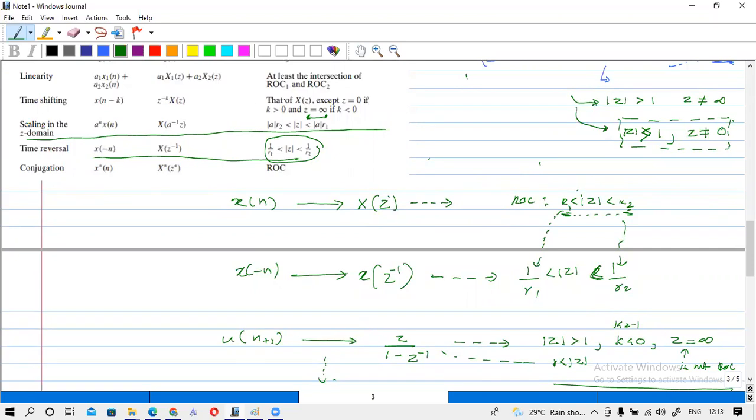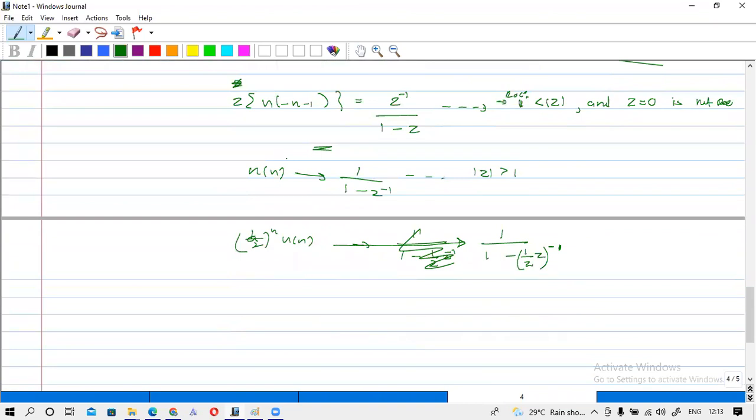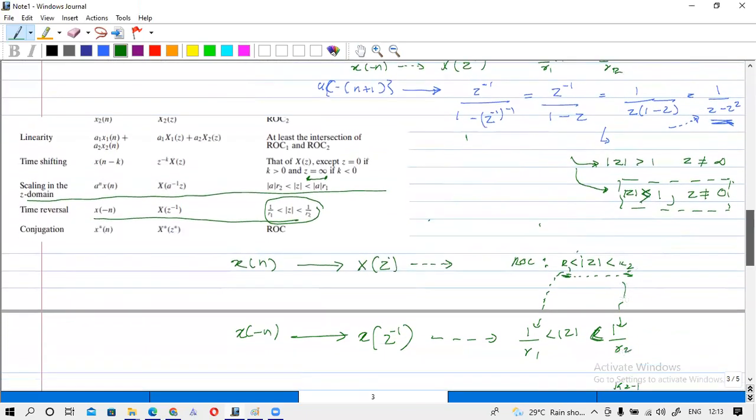So a minus 1, no? A minus 1 z. Okay, so we have to use a minus 1 z minus 1. Correct. A minus 1 z minus 1. Yes, a z minus 1. Thank you. A minus 1 z minus 1, no? We have to use a minus 1 z minus 1.